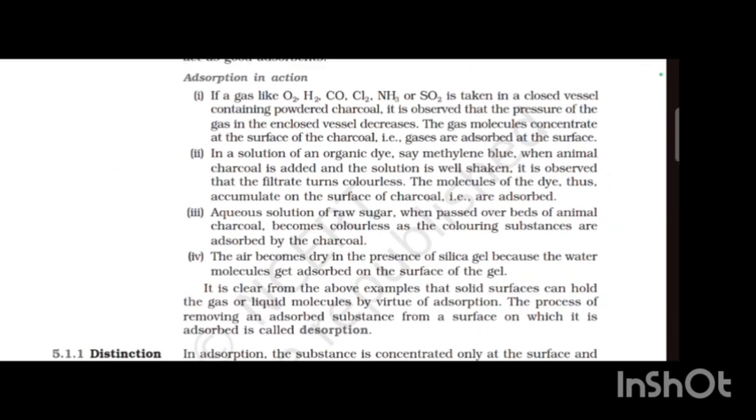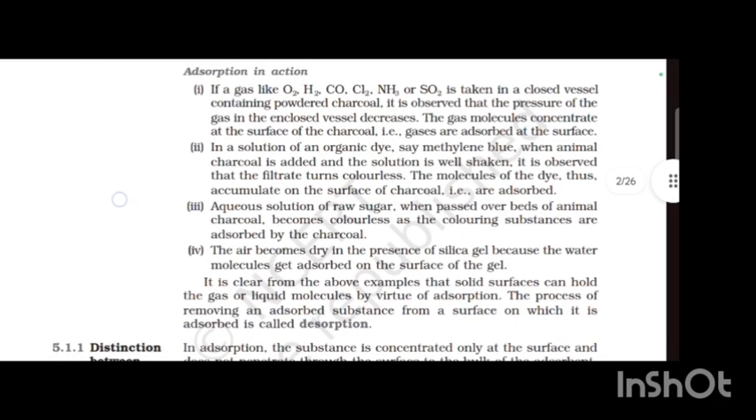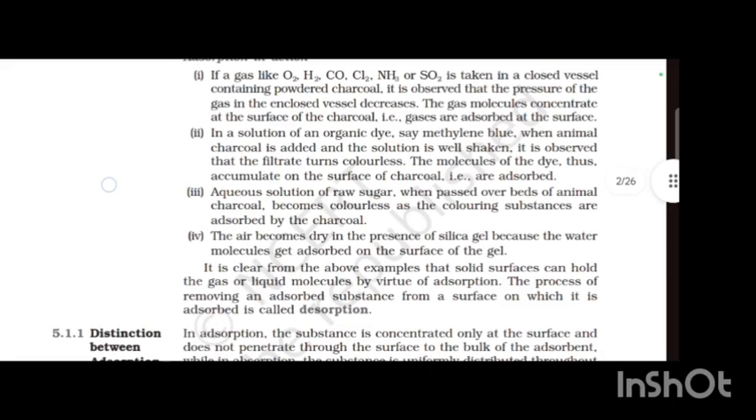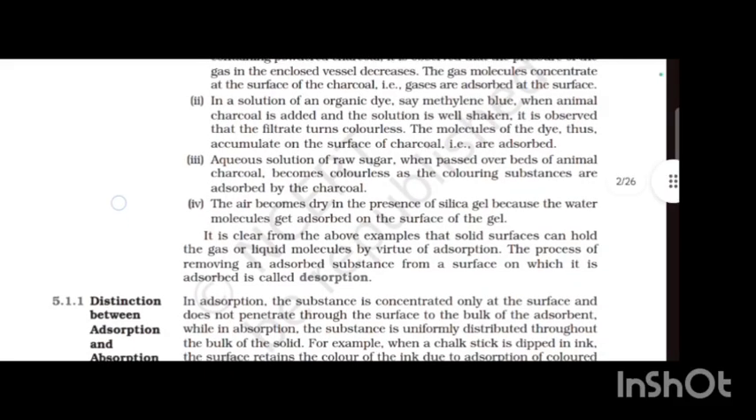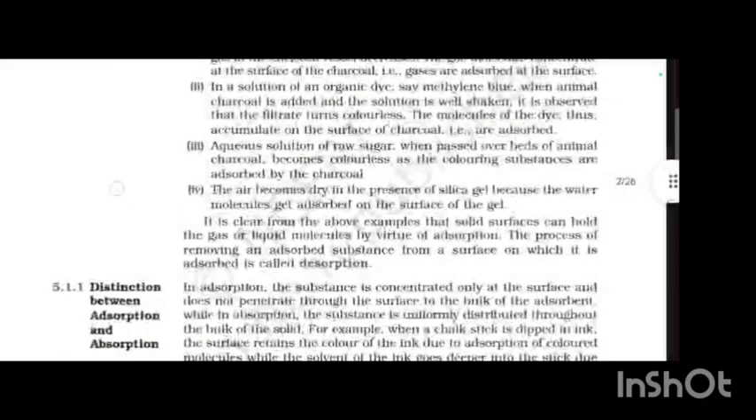First, if a gas like O2, H2, CO, Cl2, NH3 or SO2 is taken in a closed vessel containing powdered charcoal, it is observed that the pressure of the gas in the enclosed vessel decreases. The gas molecules concentrate at the surface of the charcoal, that is, gases are adsorbed at the surface.